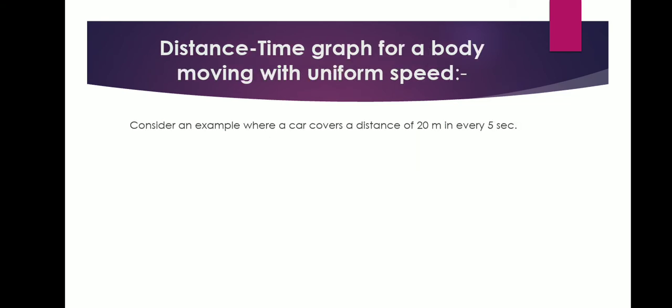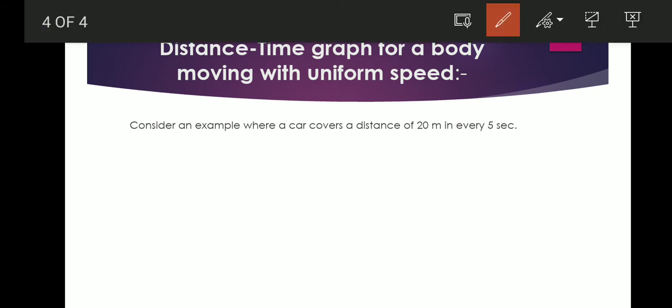In this case, distance time graph for a body moving with uniform speed. Consider an example where a car covers a distance of 20 meters in every 5 seconds. Here we have this y-axis and this x-axis. Okay, then this x-axis and y-axis intersect at this point, and this point is called the origin.